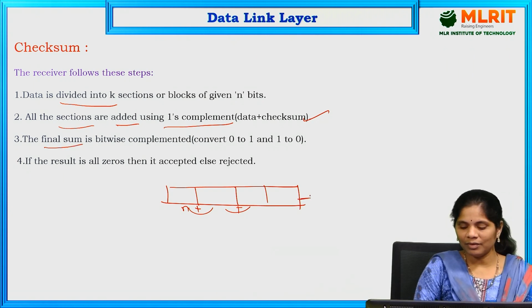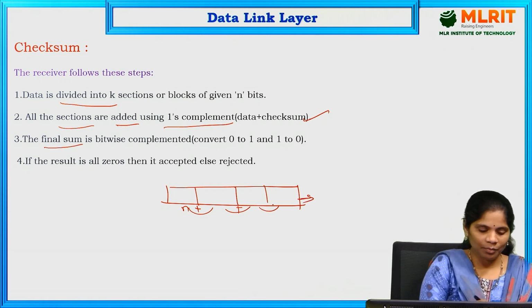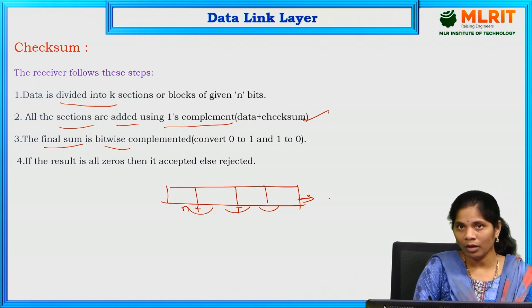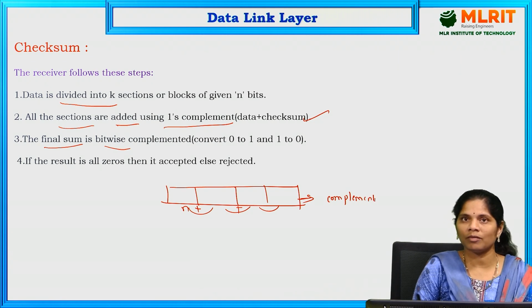Whatever final sum we get, that final sum, we have to do the bitwise complement. Again we have to do the complement here, which means ones are going to be converted to zeros, and zeros are going to be converted to ones.